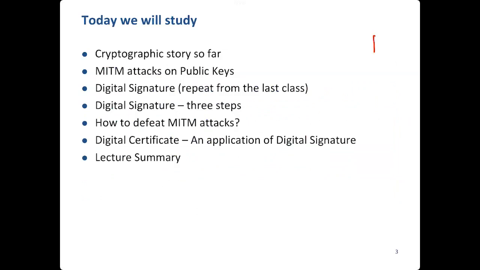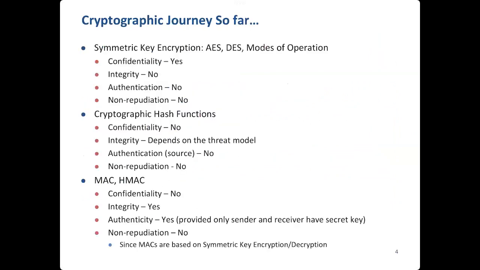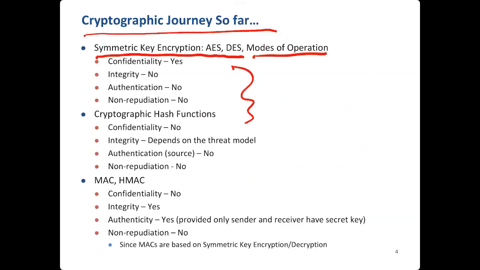So these are the topics we'll cover. We'll try to cover most of these. Now we are towards the end of the cryptography journey. Next class we'll finish it and revise what we have done so far. We started with symmetric encryption, AES, DES, modes of operation, and these are the properties we could achieve.